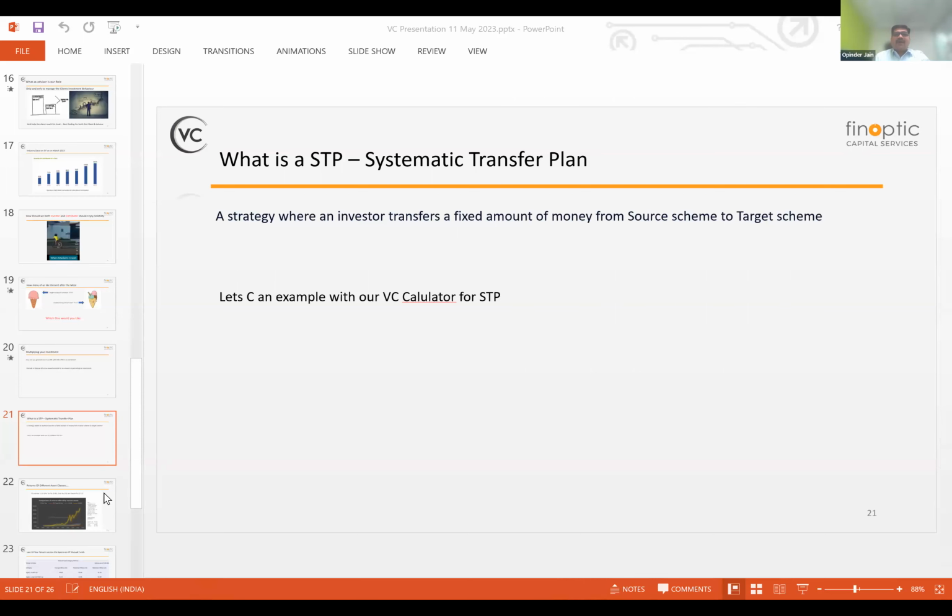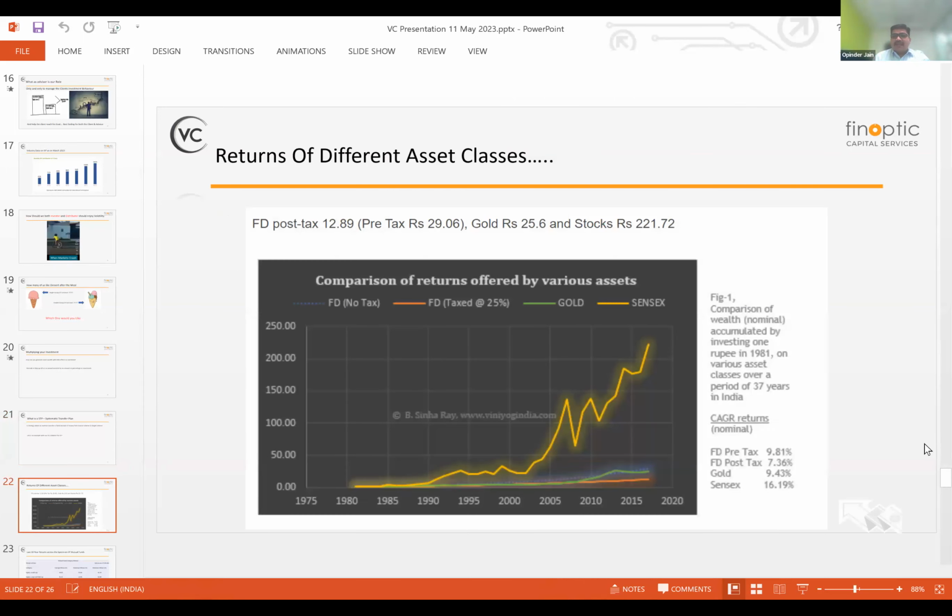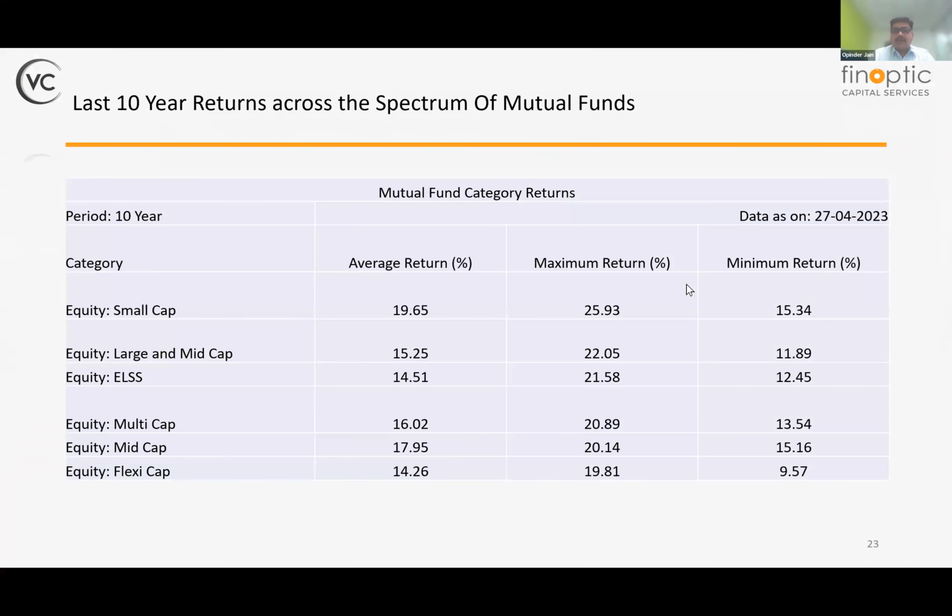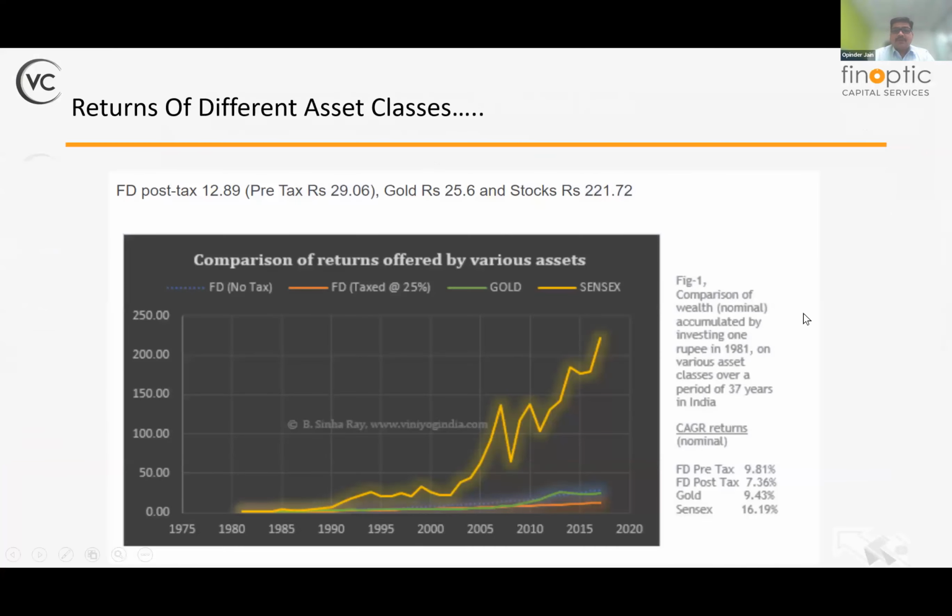So having said that, what have our markets given as returns? Just to understand that, give me a minute. This is a market analysis between different asset classes, how they have performed over the past 37 years, from 1980 till 2020. The fixed deposit, post-tax, gave 12.89%, gold over the same period 25.6%, and the stock market 221, that is, for 1 rupee invested, 221% returns, or 22.1% returns, if someone had invested in different asset classes.